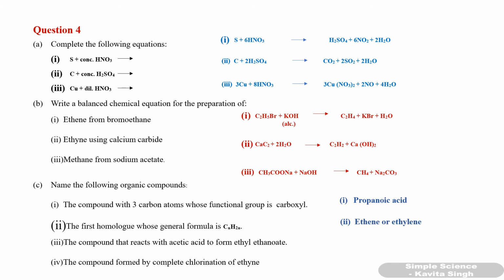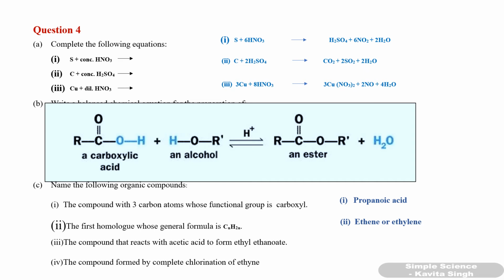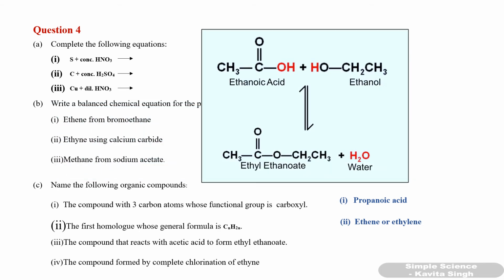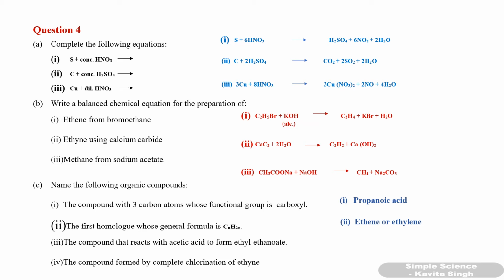So which compound reacts with acetic acid to form ethyl ethanoate? So you might be knowing that when a carboxylic acid and an alcohol react, it forms an ester. So here ethanoic acid reacts with ethanol to form ethyl ethanoate and water. So what is the answer? Ethanol. Okay, the compound that reacts with acetic acid or ethanoic acid is ethanol to form ethyl ethanoate.